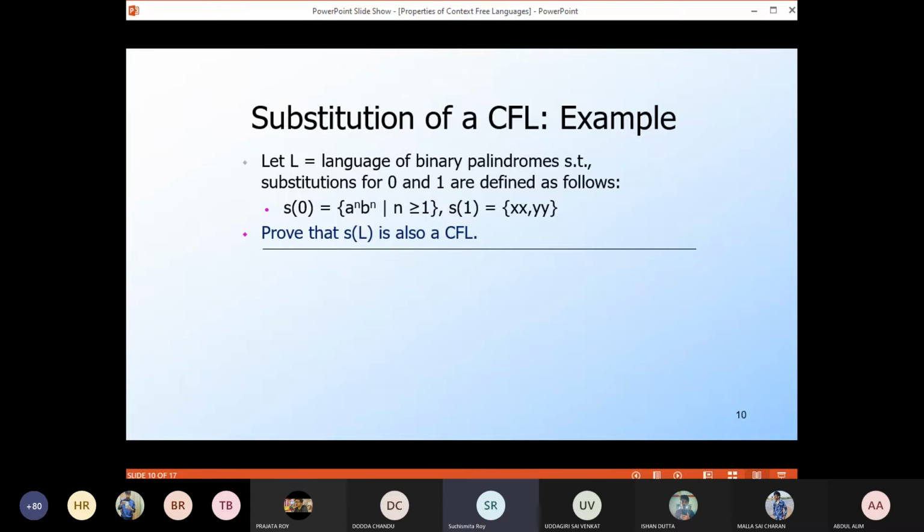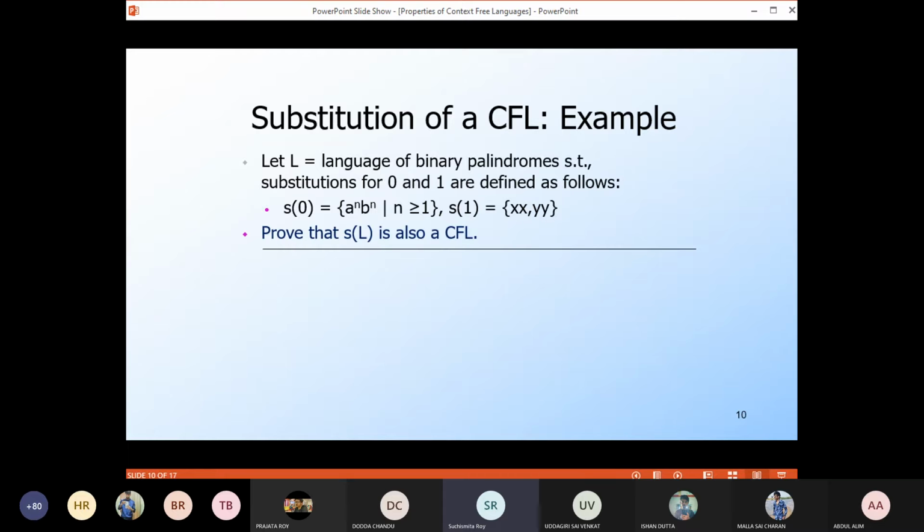I will put up some assignments on the Moodle website. Please make sure that you try to solve these assignments. You should be able to produce context-free grammars for many different types of context-free languages by now. Binary palindromes is actually a very, very simple context-free language. Can anybody tell me what the language will be like? You can read out the productions. Please try to generate this language for binary palindromes.